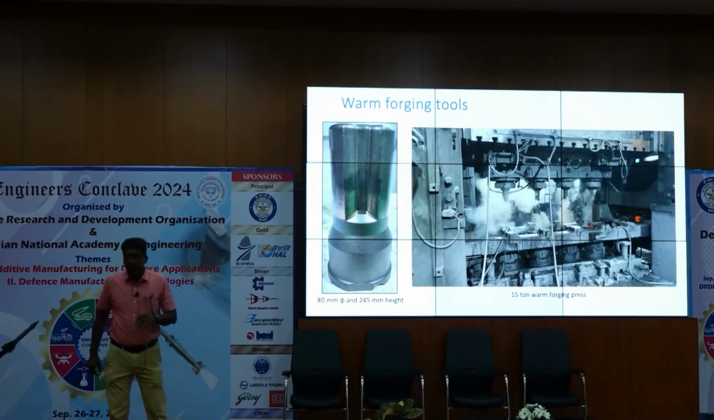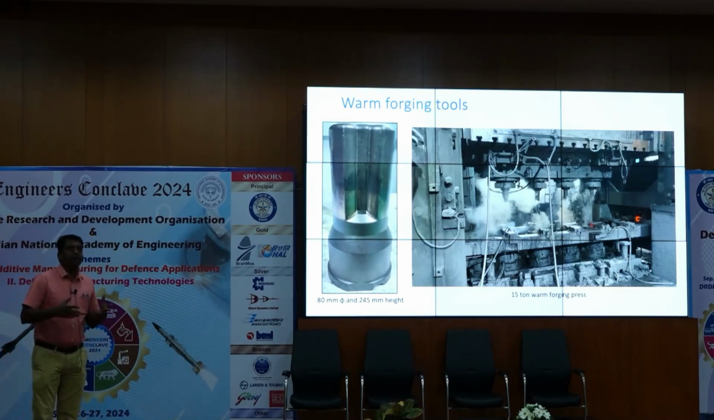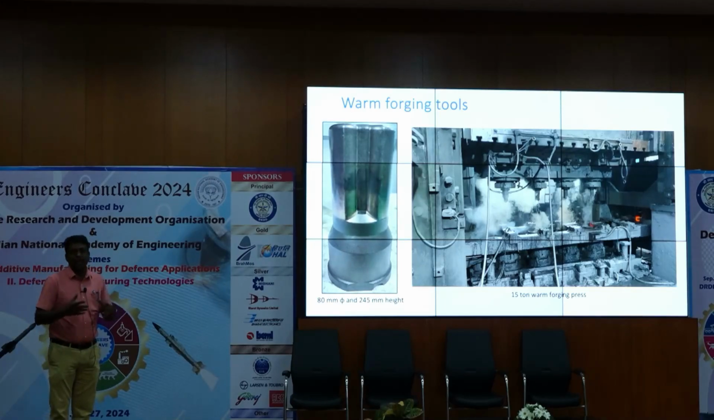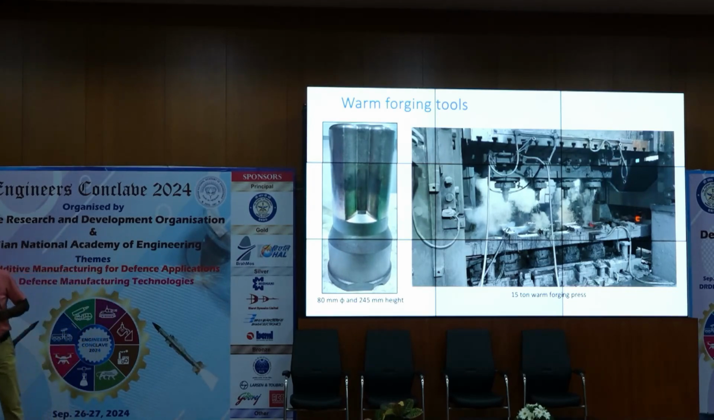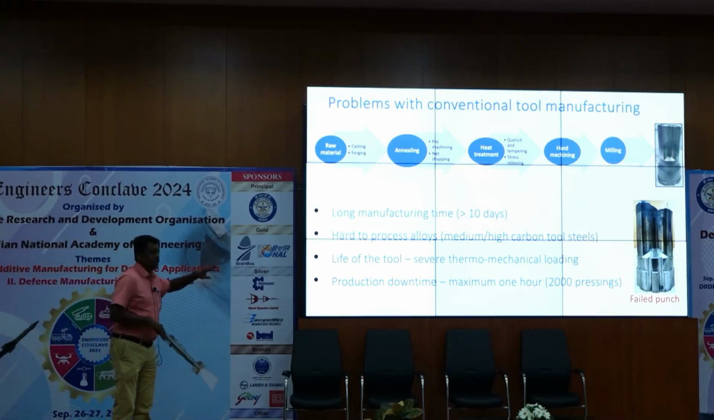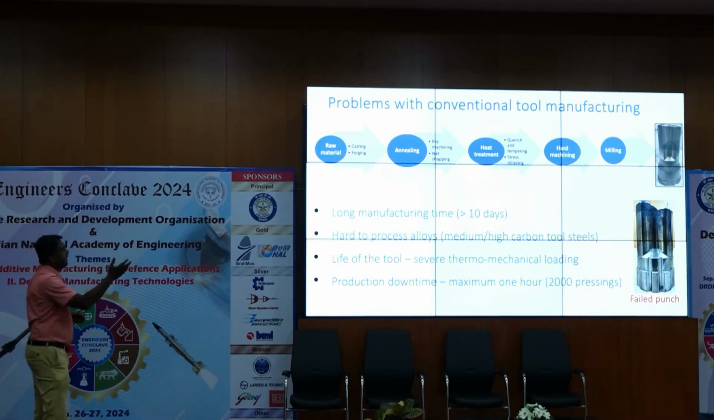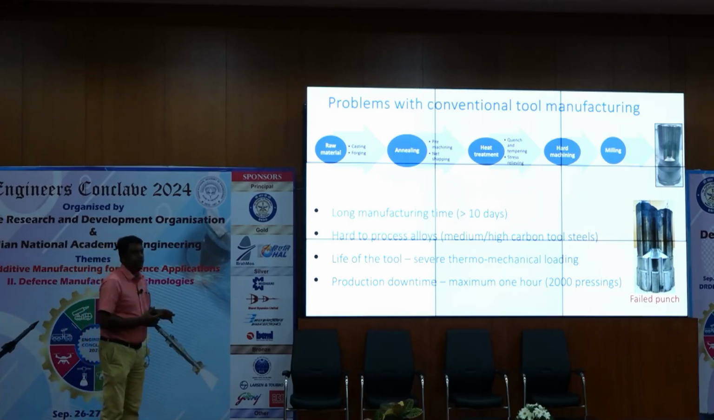These punches are subject to extreme thermomechanical fatigue. The life of the punch is therefore limited to around 1 hour, and it takes about a month to make one punch. In a conventional way, we start from a cast billet, and then we need to anneal, then heat treat, quench and temper, and then hard machining. Subsequently we make these punches, and then you see that the punch fails within 1 hour of service.